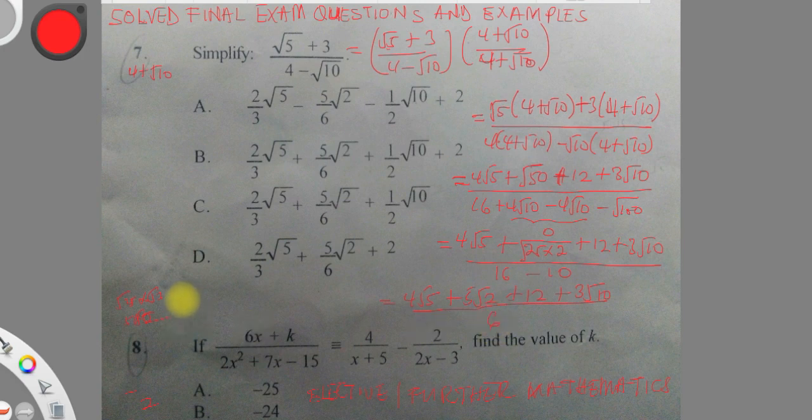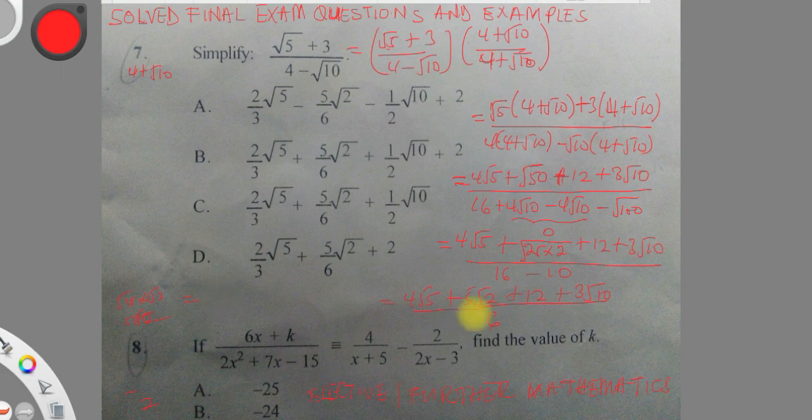So let us come here. This is equal to what? Then we have 4 root 5 plus 5 root 2. Then we have 12 here. So let us look at the question and how the answers are. We have root 5 first, root 2, and then root 10, and then we have the 12. So you rearrange this thing.